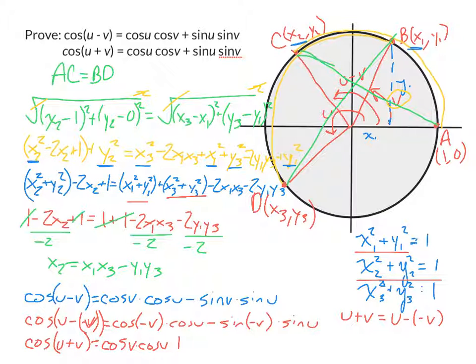So plus, that's supposed to be a plus sign. I'm running out of space here. So that's sine of v times sine u. Okay, and so we've proved both things. We are done. 10 minutes flat.